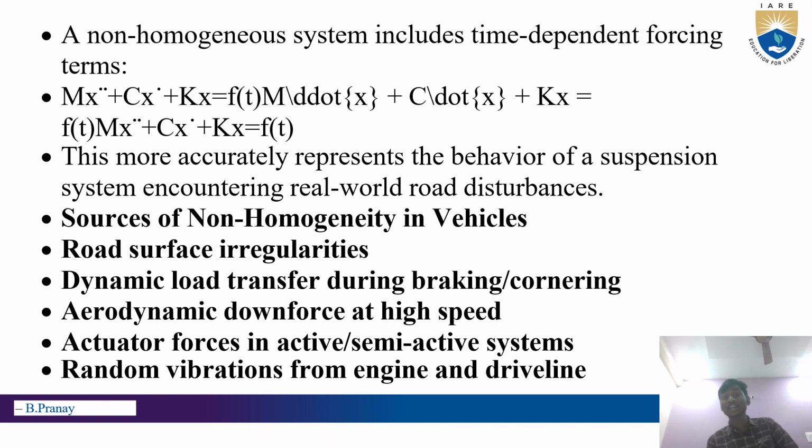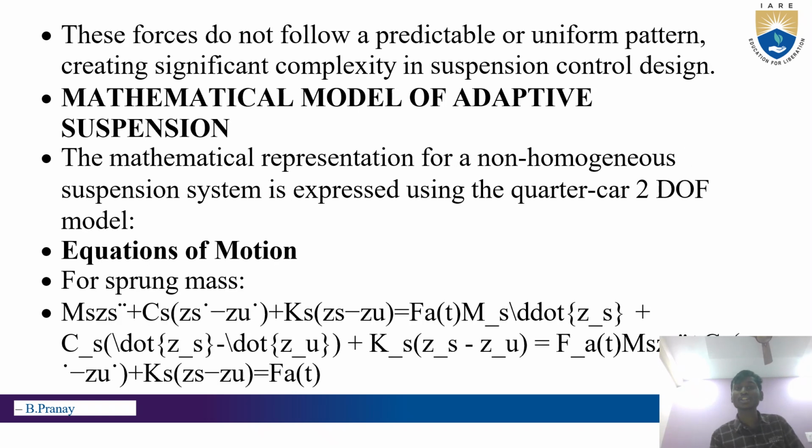This accurately represents the behavior of a suspension system encountering real-world road disturbances. Sources of non-homogeneity: road surface, dynamic load transfer, aerodynamic downforce, actuator forces, random variations. These forces do not follow a predictable or uniform pattern, creating significant complexity in suspension control design.